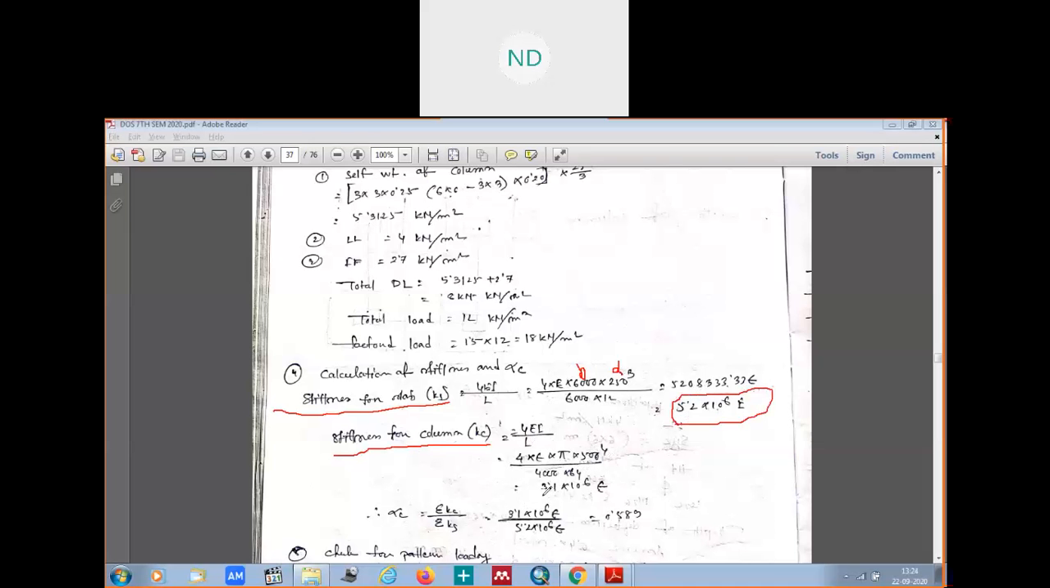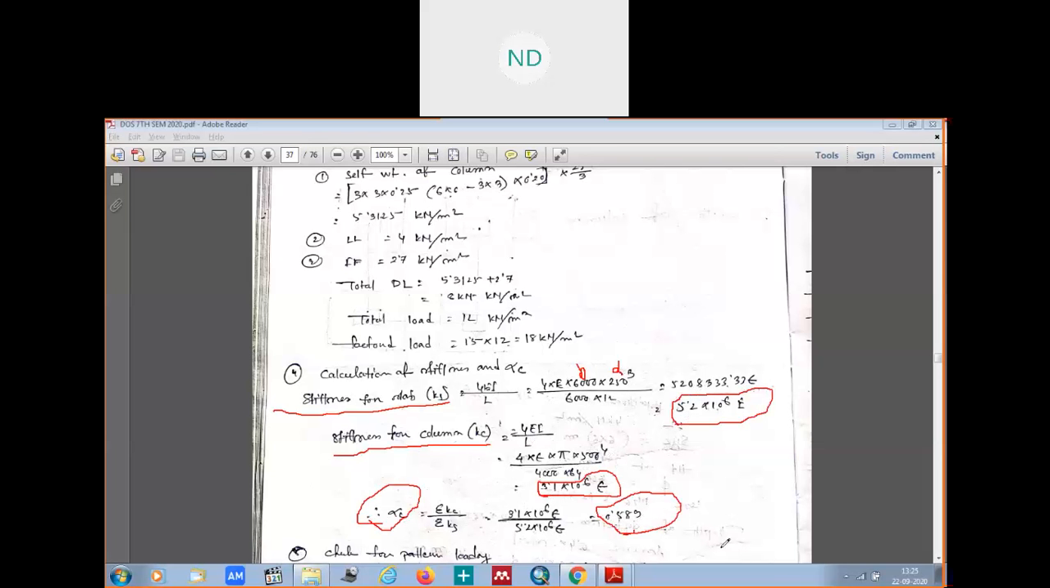So we got our Kc also, 3.1 into 10 to the power 6 E. So we can find out our alpha c value. Alpha c is summation of Kc by Ks. So we got our Kc by Ks, that means this much, which is alpha c calculated as 0.589.